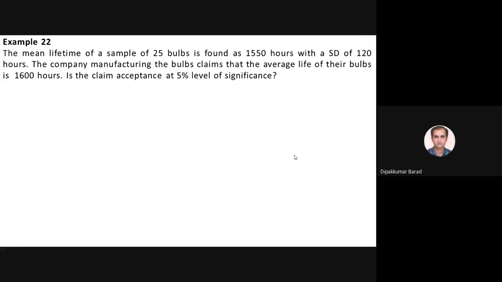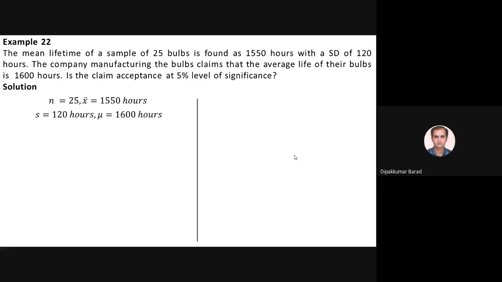First of all, what we have been given: the sample n is equal to 25, and the mean lifetime of the sample bulbs is 1550 hours, and the standard deviation is 120 hours. The average life of the bulbs manufactured by the company is 1600 hours, which is mu for the whole manufacturing. Is the claim acceptable at a high level of significance?